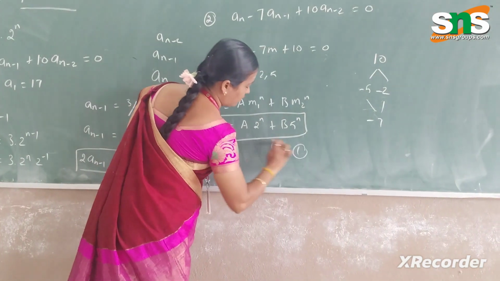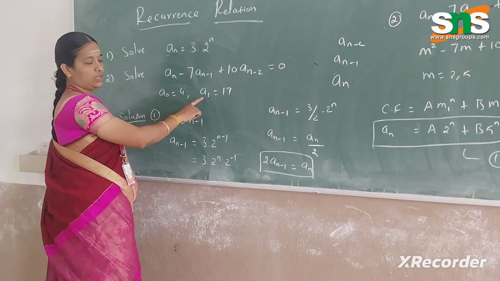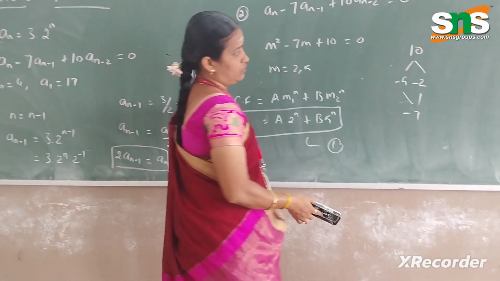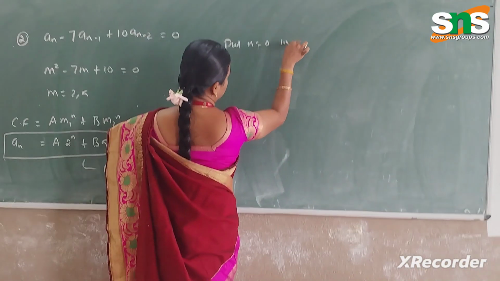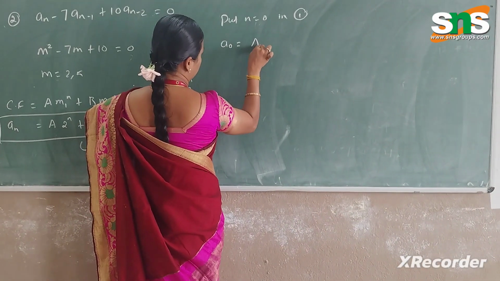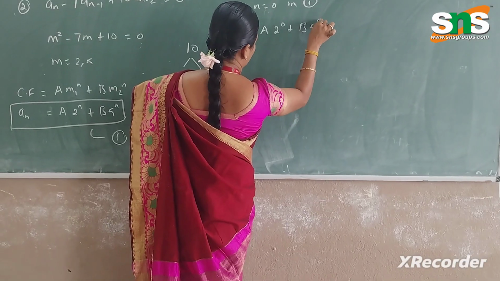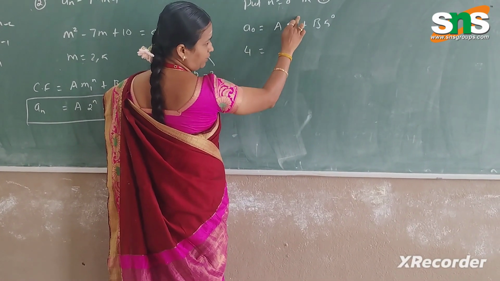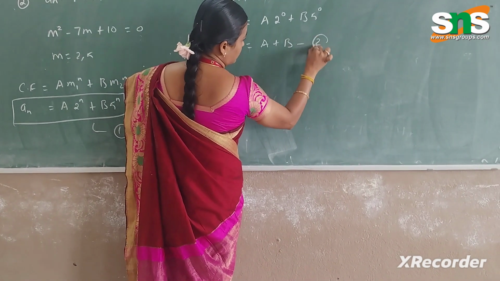Next, I am going to calculate a and b using your initial conditions. Look at the initial conditions: a_0 is equal to 4 and a_1 is equal to 17. Now, put n is equal to 0 in equation number 1. Therefore, a_0 is equal to a into 2 power 0 plus b into 5 power 0. What is the a_0 value? That is given in the problem. So 4 is equal to, anything power 0 is 1, therefore a plus b. Take this as equation number 2.